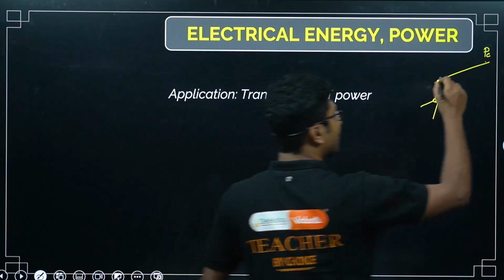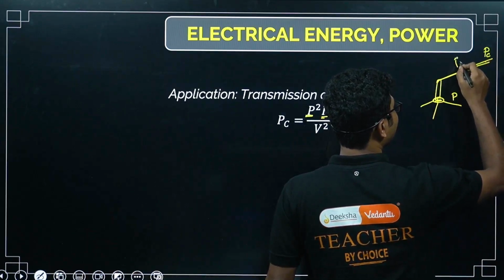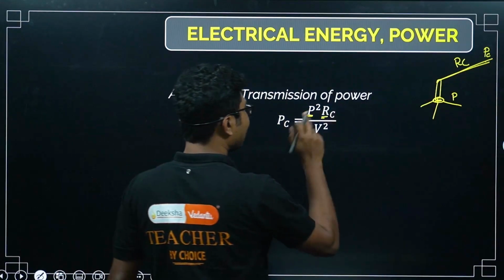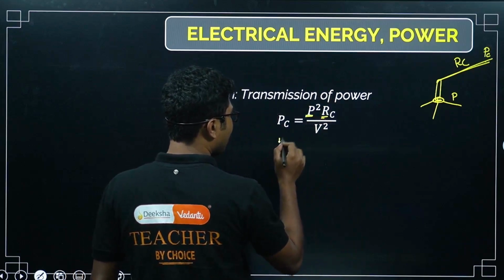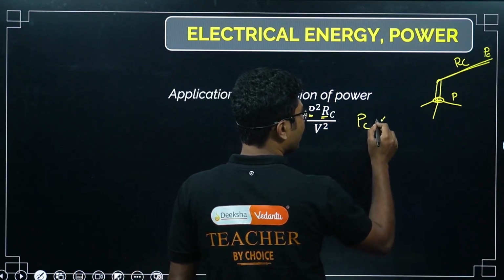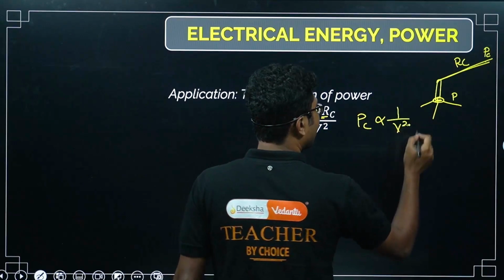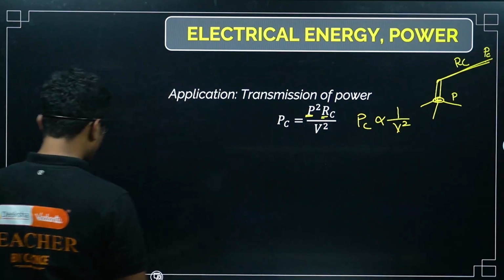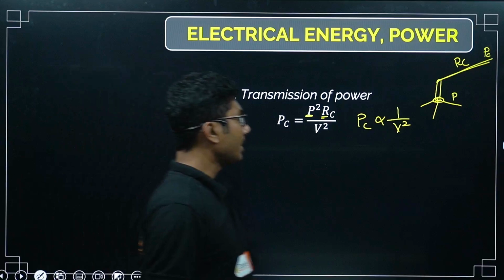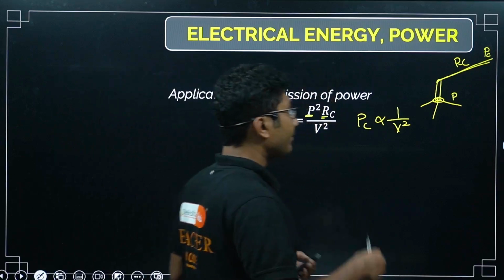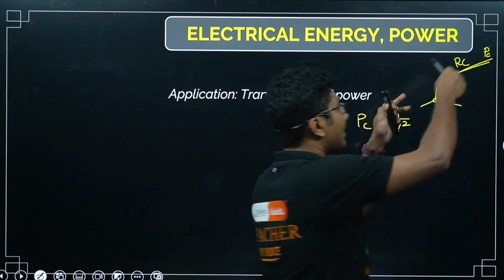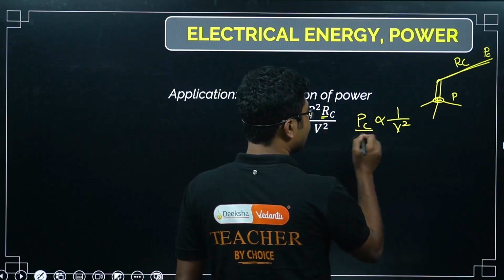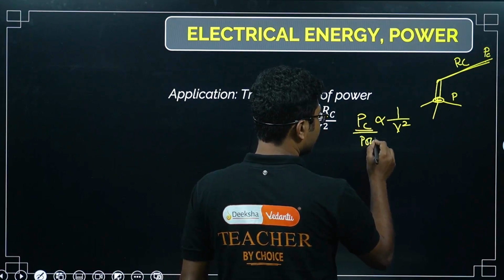RC is the resistance of the path through which current is being delivered into your house. But you don't need to remember everything. This is just an equation, the only thing you need to remember is PC is basically proportional to 1 by V square. That is important. PC, the power supplied by the power station, is inversely proportional to the voltage squared. So, the higher the voltage, if you maintain this voltage at a very high value, then the power loss, this is basically power loss in transmission.